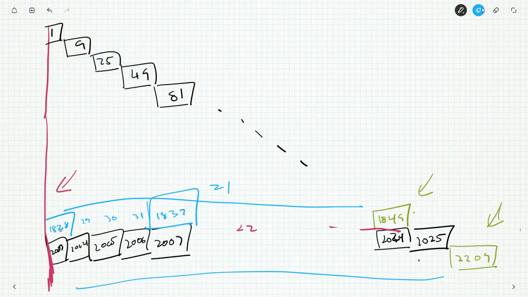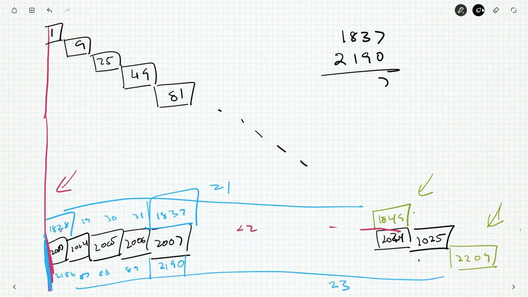Similarly, there's 23 that we need to go back from the 2209 to get to this line here. So 2209 minus 23. This one's going to be 2186, then 87, 88, 89. So it'll be 2190 is the one below the 2007. So now I know the number above, I know the number below. I can add them? 2190 plus 1832, 2, carry the 1, 0, carry the 1, and we get 4027.